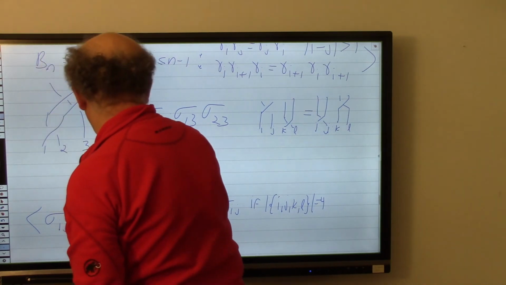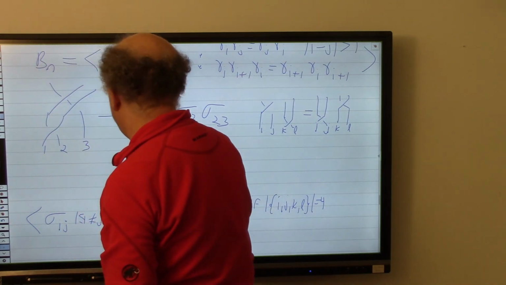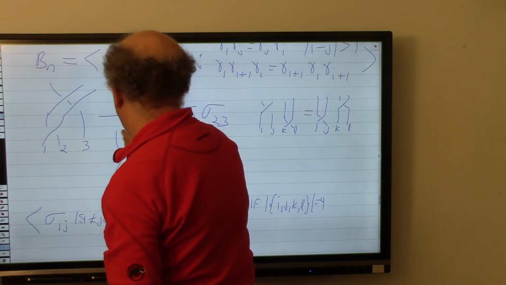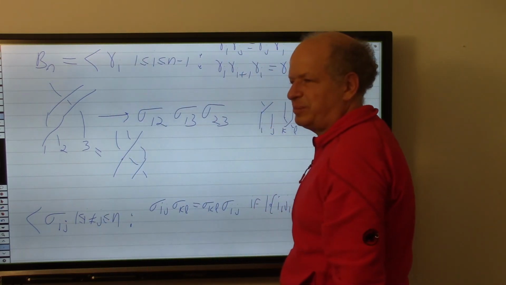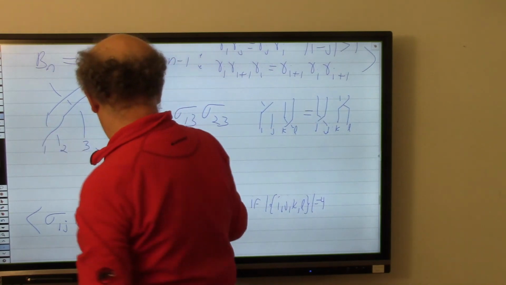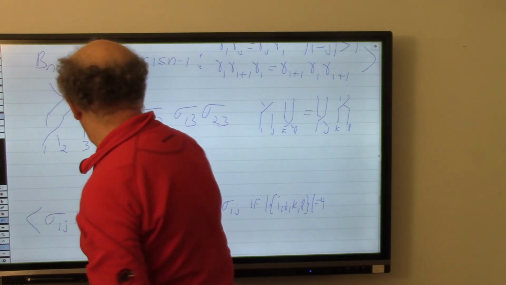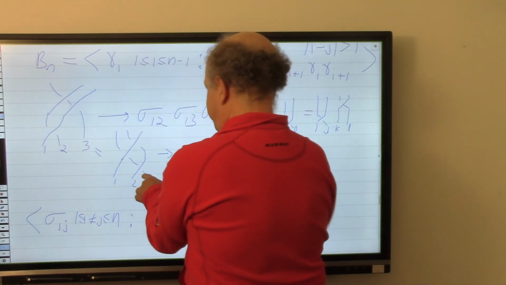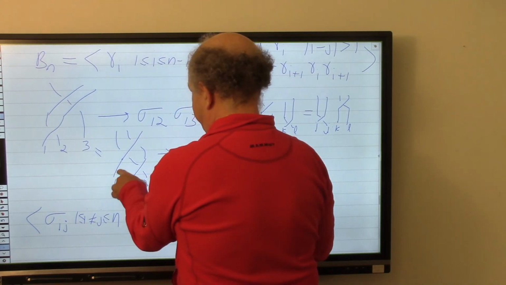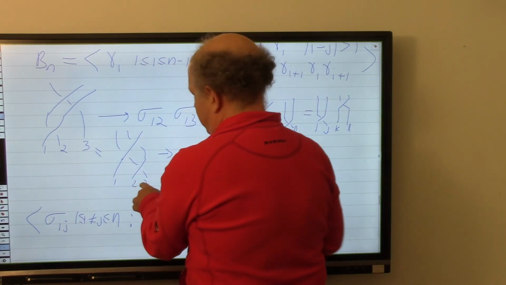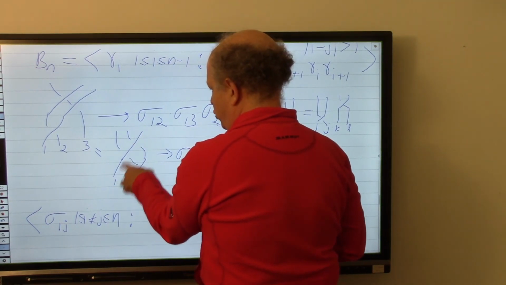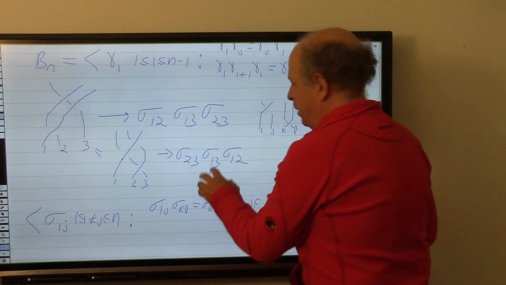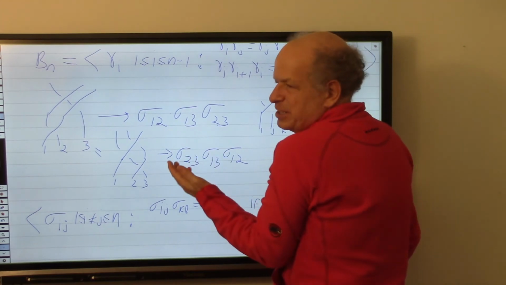Sorry. I should learn how to draw Reidemeister 3 quickly. Right? This is Reidemeister 3. So let's see, if this is again 1, 2, 3, then this is sigma 2, 3, sigma 1, 3, and the last one is 1 goes over 2, so sigma 1, 2. Now, by the way, it's kind of easy to remember. I hope it's easy to remember.